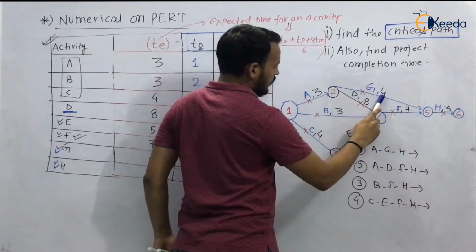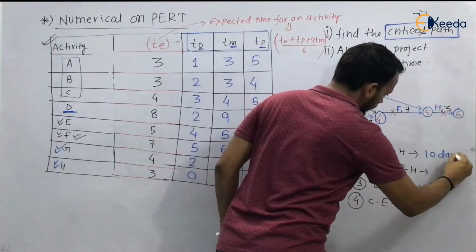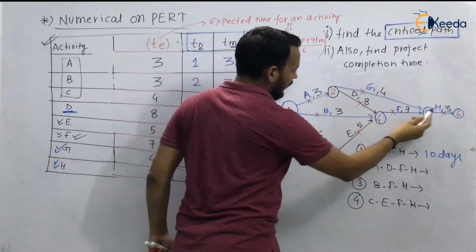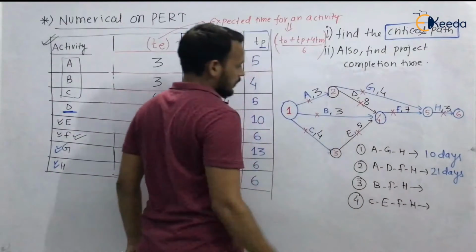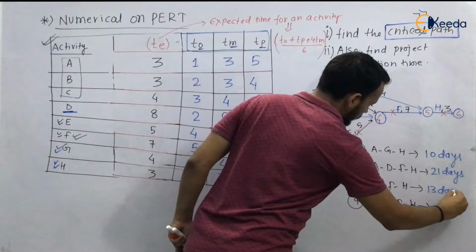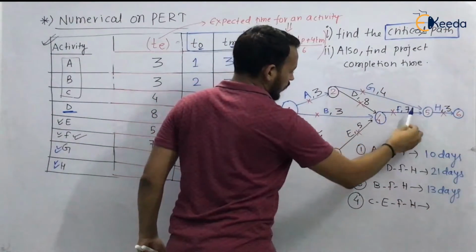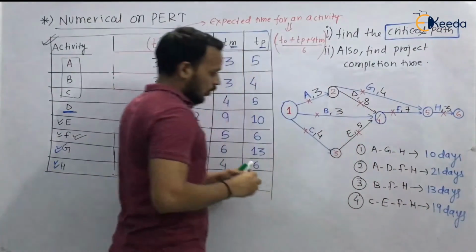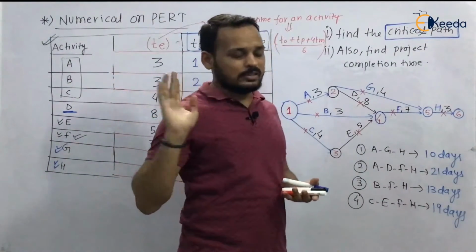For A, G and H: 3 plus 4 is 7, plus 3 is 10 days. So the first time is 10 days. Now 3, 8, 11, 7, 18, this is 21, this is 13, and this is 9, 12, 19. So what will be the critical path? The path which takes the maximum duration.